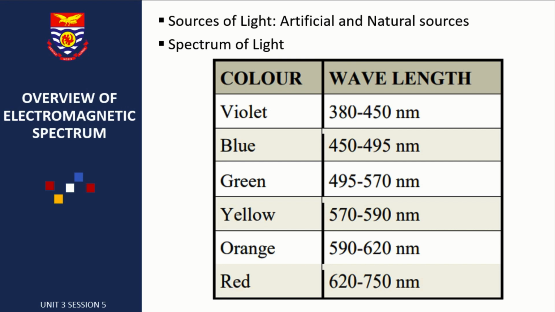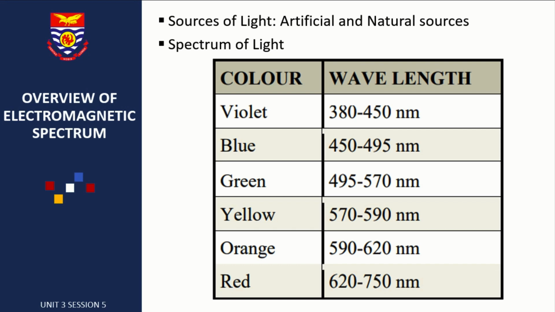There are two main sources of light, and it can be either natural or artificial. The natural ones are, for example, the sun and the stars, or animals like fireflies and others. And the artificial ones are the ones we can have in our homes, the LEDs, the incandescent bulbs, and others. Let's look at the spectrum of light here.